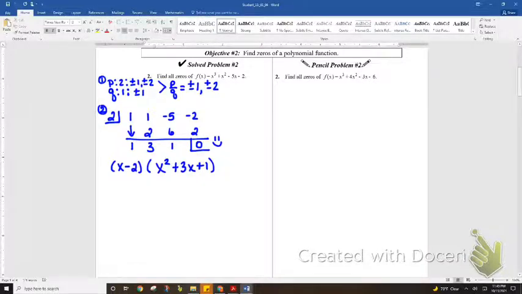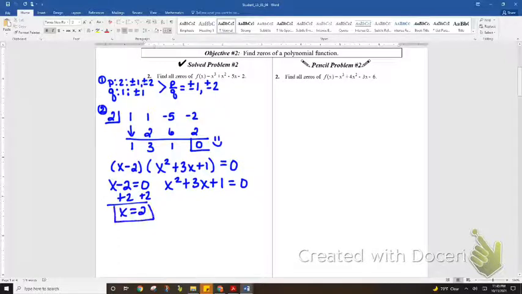Now, we want to keep factoring if possible, but my trinomial is not factorable. So I'm going to set these equal to 0. What we need to do then is set each of them equal to 0. So x minus 2 equals 0, and x squared plus 3x plus 1 equals 0. I can solve this first one, and there's that 2 that we used. So we know that 2 is going to be a 0.